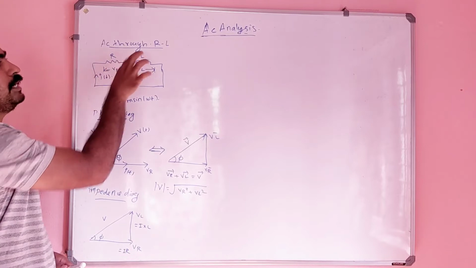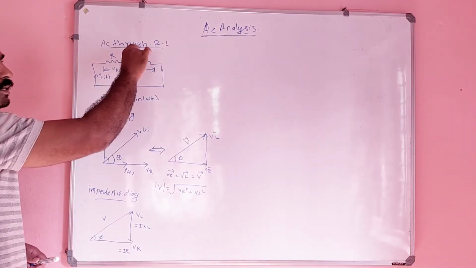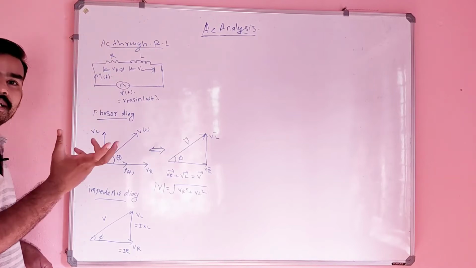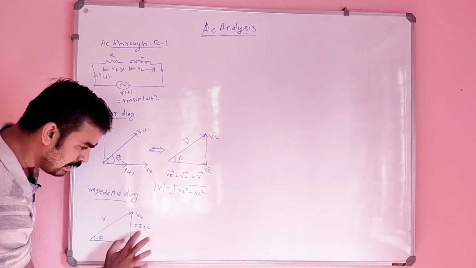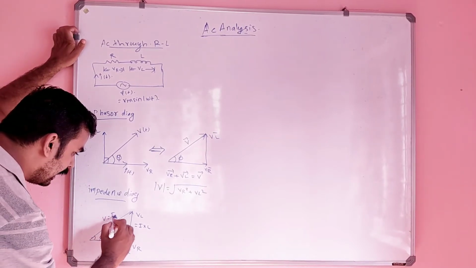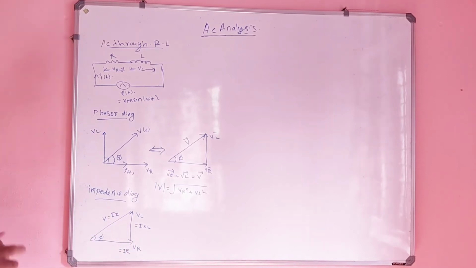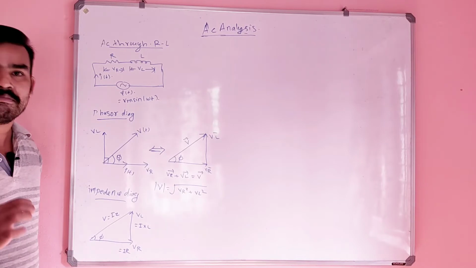The same current I(t) into XL, the inductive reactance, will give the value VL. That is the voltage drop across what? Inductor. The voltage drop across the inductor is nothing but the current across the inductor into the inductive reactance, that means I into XL. Is it correct? And I can say this V is nothing but I into Z, where Z is called the impedance. Why is it called impedance?